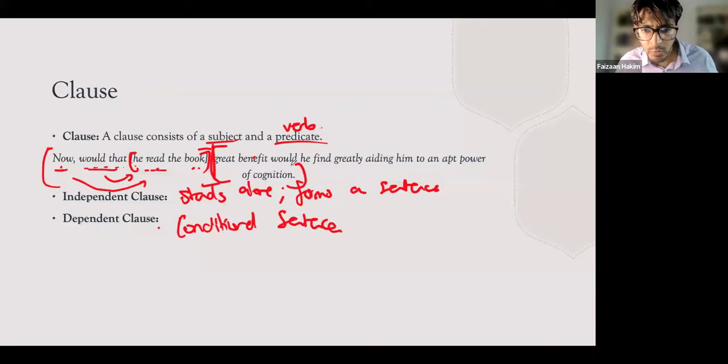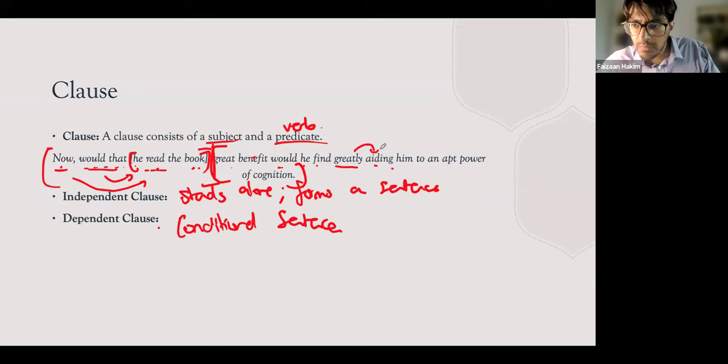Great benefit would he find. In fact, that should be the clause right there. He would find great benefit. And that's a clause in and of itself. And we could put a full stop there. As for the rest, greatly, well, this is clearly an adverb. Any word which ends with the "ly" ending is an adverb. So greatly aiding him. Greatly is actually going to aiding him, right?